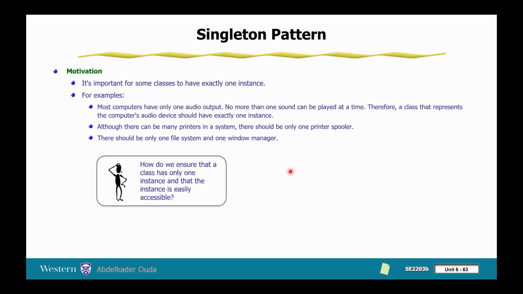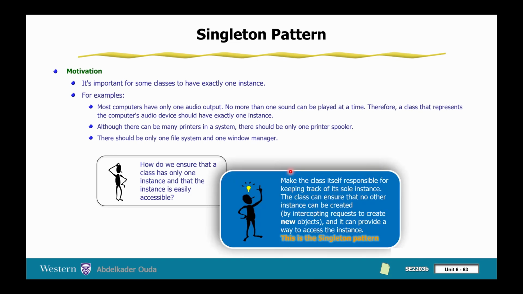Okay, so the question now: how can we achieve that? How do we ensure that the class has only one instance and that the instance is easily accessible? I think we mentioned that. We see that the solution is using Singleton. What does the Singleton do? The Singleton class is going to be responsible for creating itself.